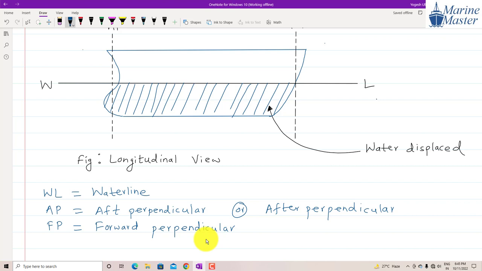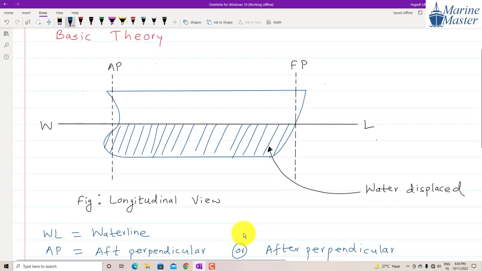Now the next, the most important point is what? Midship. But before that, I want to explain a few more things. One minute, let me shift. Now the most important point.